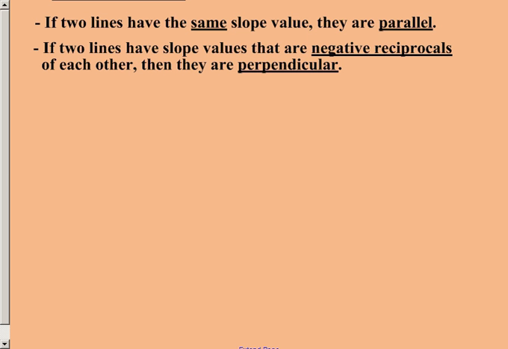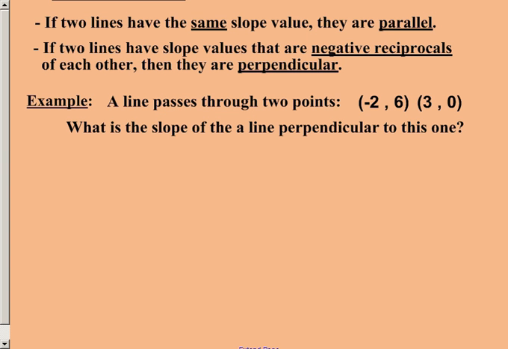Then you have perpendicular. In order to be perpendicular, they're going to have to be heading in opposite directions, meaning one slope will have to be positive and the other negative. But in order to form that right angle, those slopes have to be reciprocals of each other. So we're looking for two lines with slopes that are negative reciprocals of each other. Let's say we have a line passing through 2 points, negative 2, 6 and 3, 0. What is the slope of the line that is perpendicular to this one?